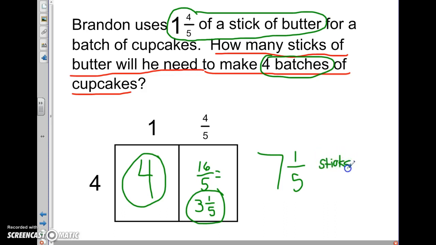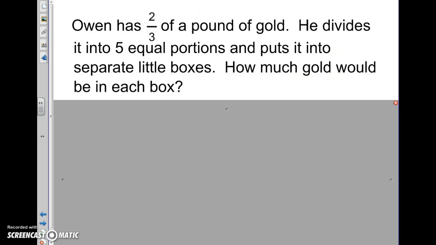Sticks of butter. Sorry, this is always so sloppy writing with the mouse, but you've got it, right? Okay, next problem.